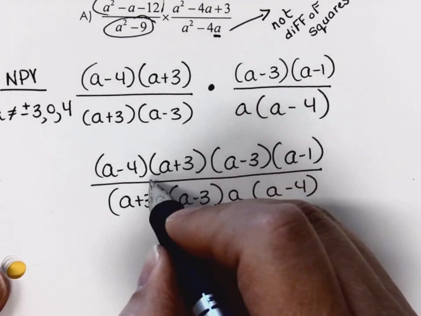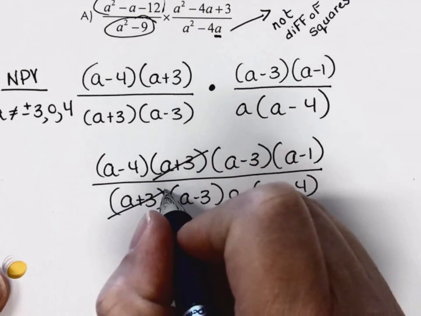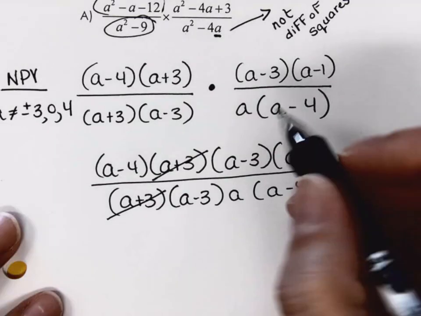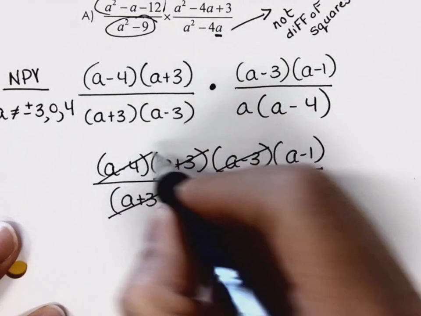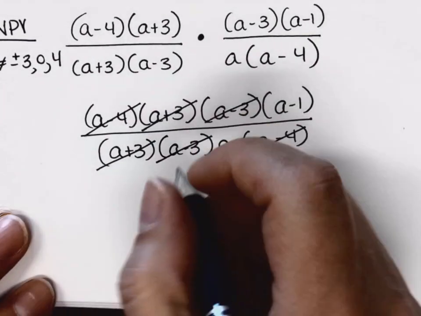Okay, so they have to be exactly the same. So a plus 3, and we're canceling out top and bottom. We're not canceling out on the same level. It has to be top and bottom because anything divided by itself is 1. And then a minus 3s are gone. And then a minus 4 is gone. And what am I left with? A minus 1 divided by A.